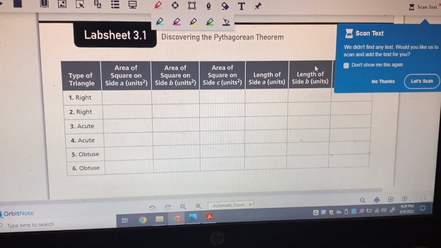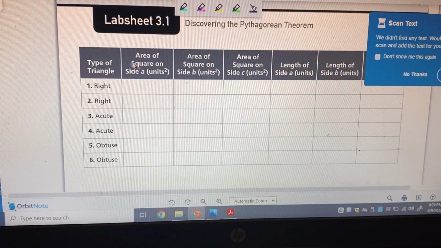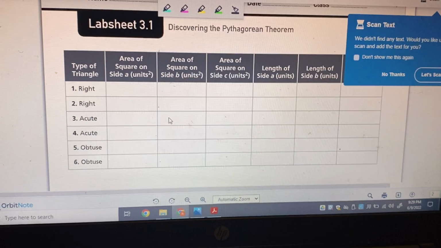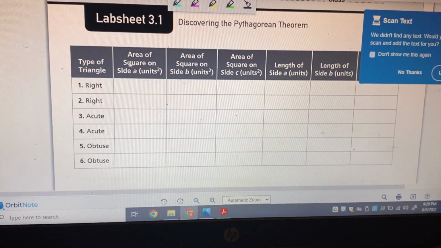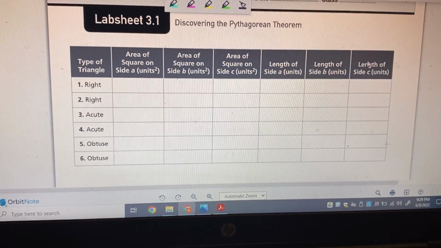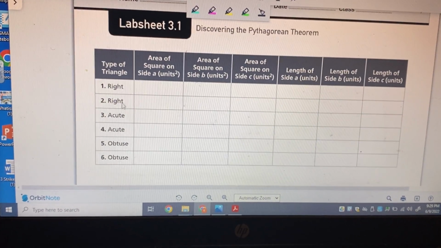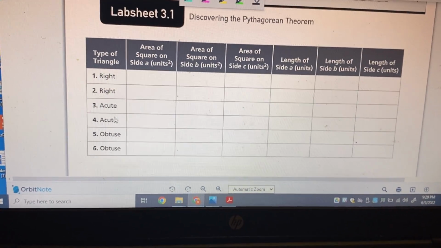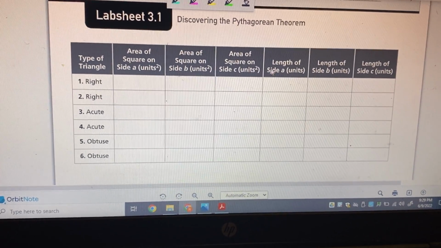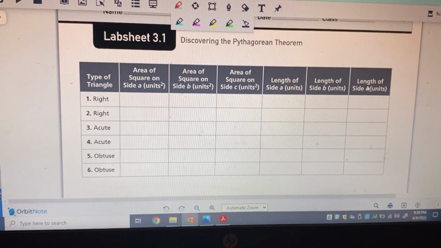The other part of your assignment here is the area of square of side of units. You will be able to draw out your own right triangles, acute triangles, and obtuse triangles. And it's actually giving you the different sides of the units, how you are supposed to label it.